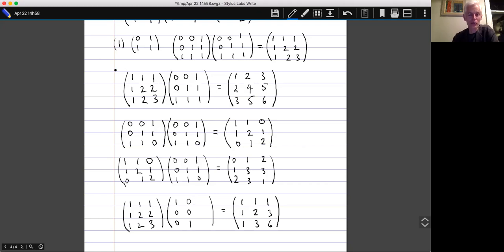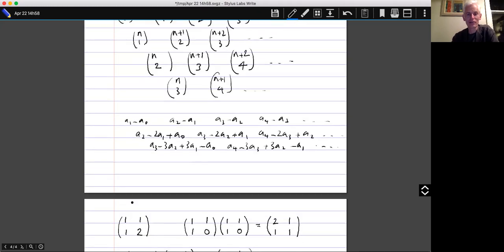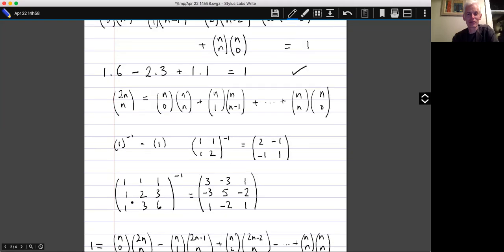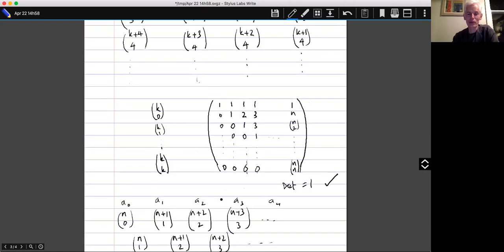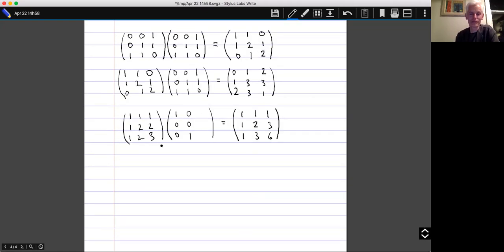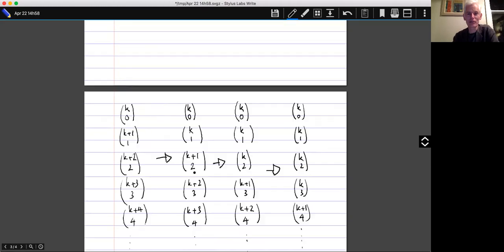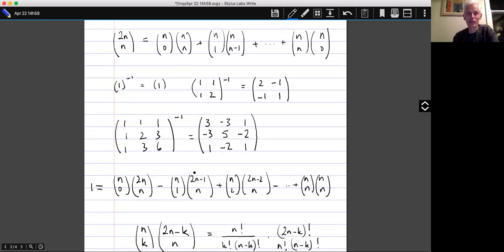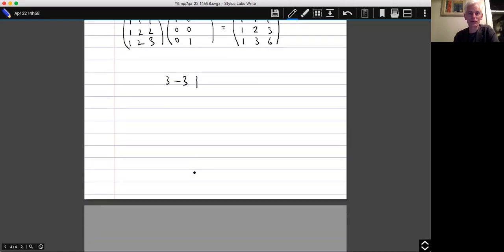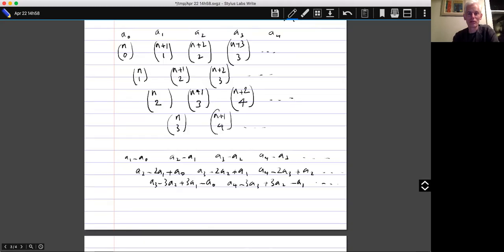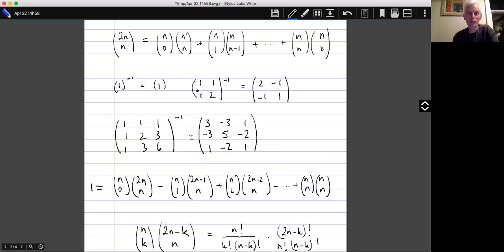Actually, I've just remembered that I worked out the inverse of this. What was it? 3 minus 3, 1. Let me just do the calculation. It's going to be hideous. But 3 minus 3, 1. And if I get something nasty, then I might have just to give up. Minus 3, 5, minus 2. And 1 minus 2, 1.